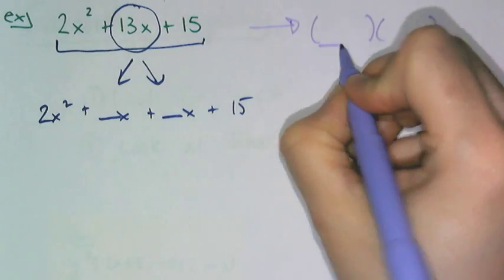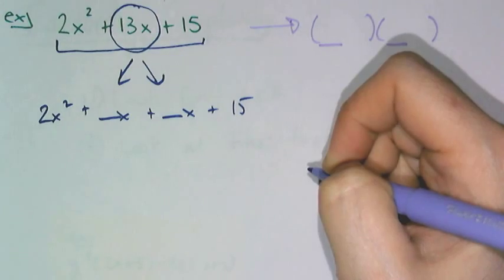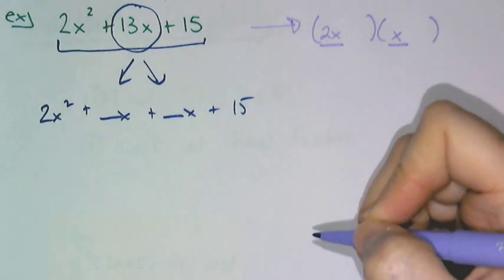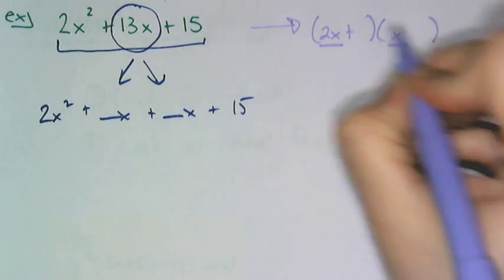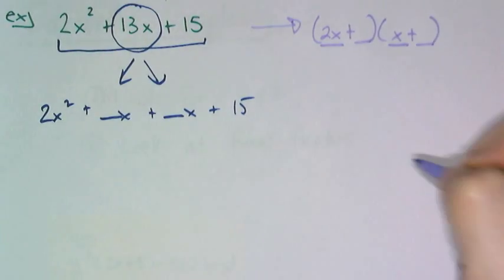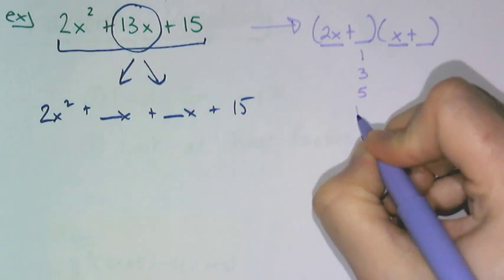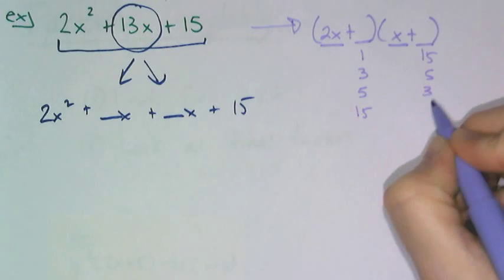and that these first two terms, when multiplied together, gave me 2x squared. And the only way to get that is to have a 2x and an x. And then I have, well, everything's positive, so I have a plus and a plus. And then all I have to do is figure out what goes there. And this could be a 1, a 3, a 5, or a 15. And this could then be a 15, a 5, a 3, or a 1.